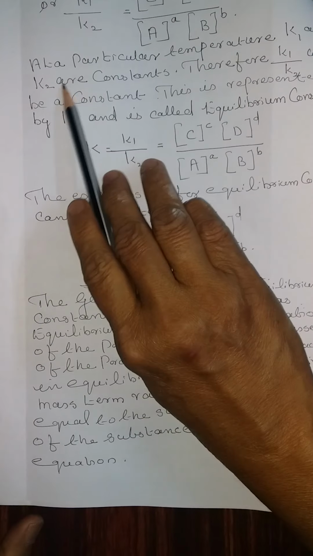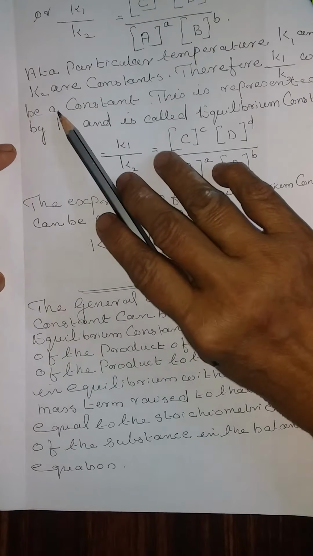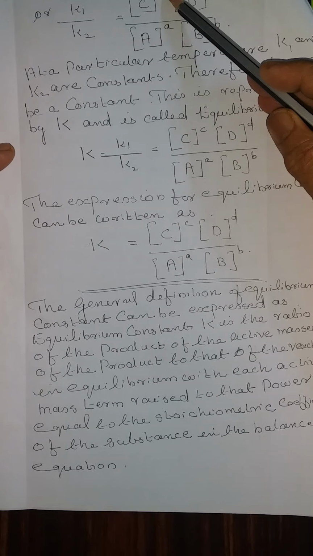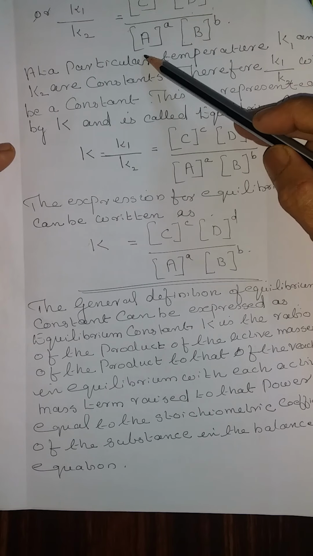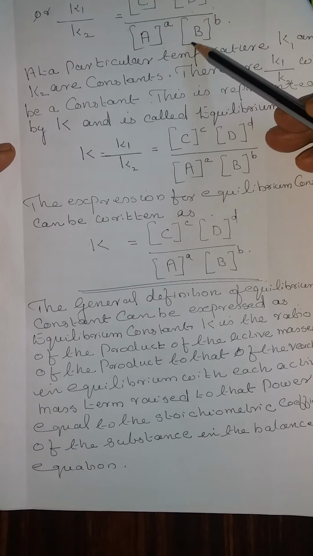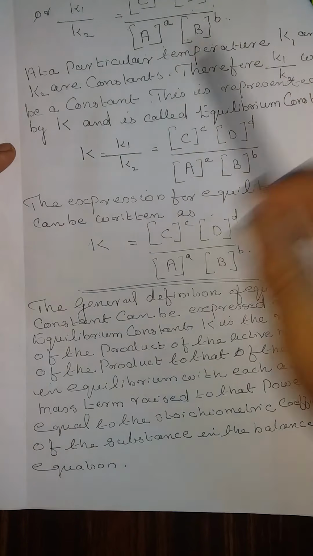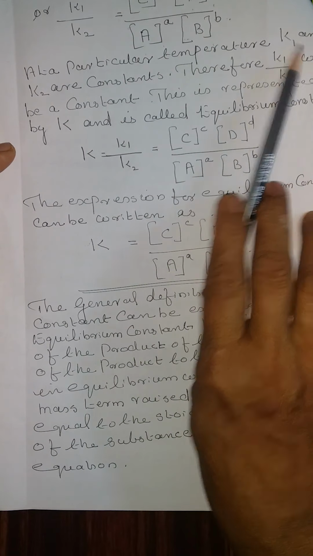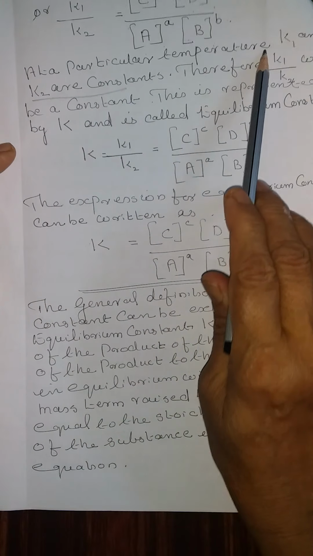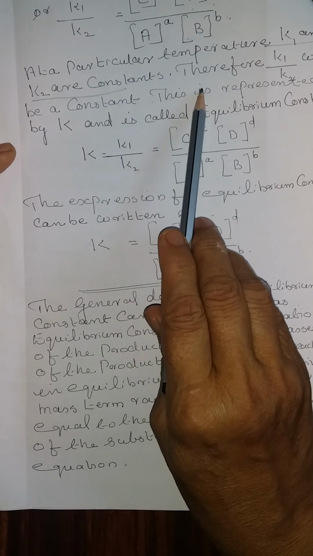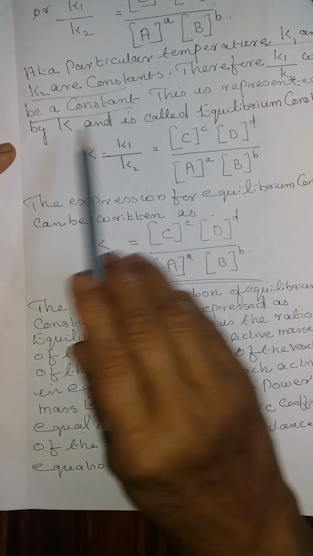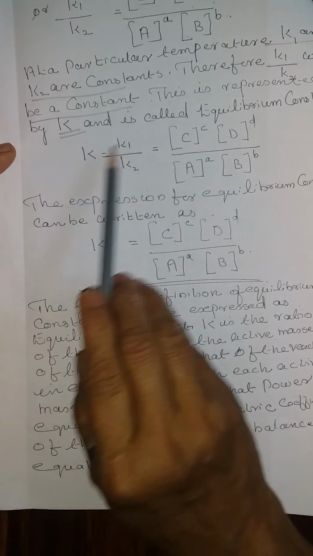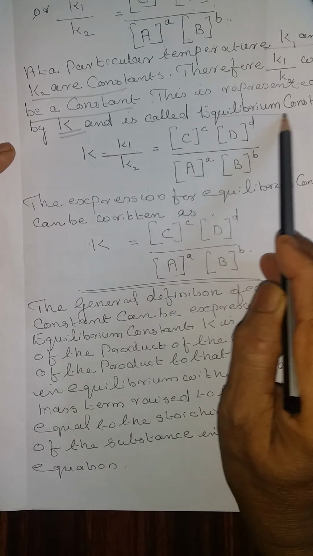After that, you find out K1 by K2. K1 by K2 is equal to concentration of C raised to the power c, concentration of D raised to the power d, divided by concentration of A raised to the power a, concentration of B raised to the power b. At a particular temperature, K1 and K2 are constants. Therefore, K1 by K2 will be a constant. This is represented by capital K, and it is called equilibrium constant.